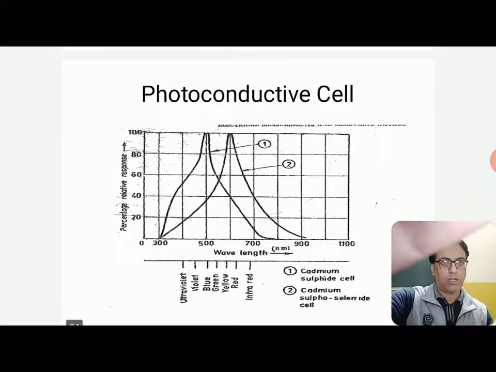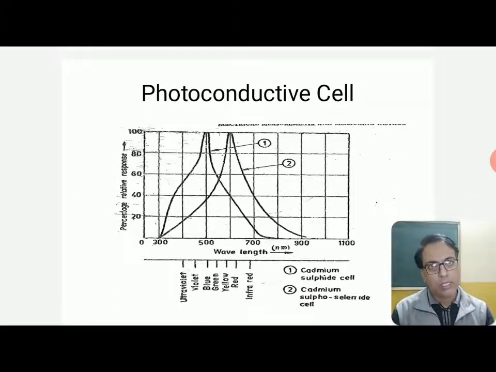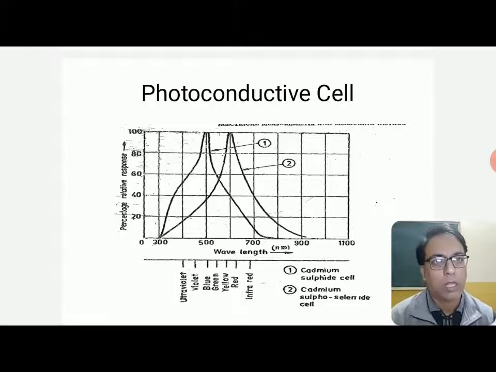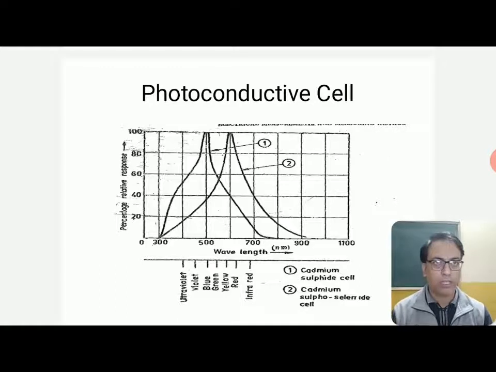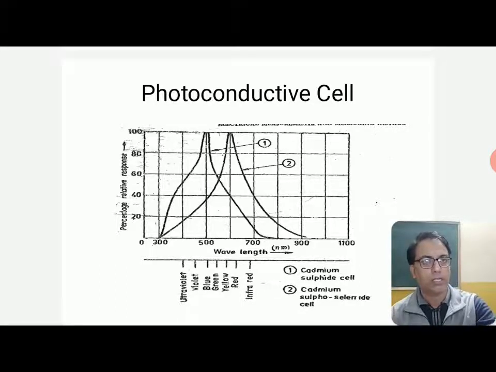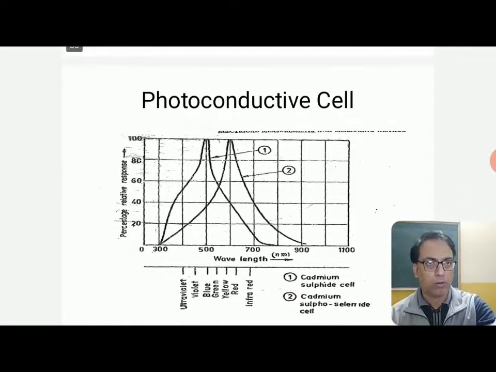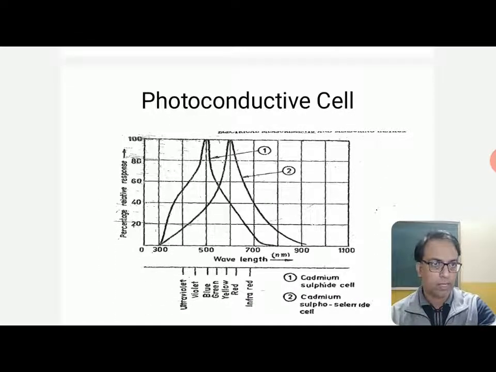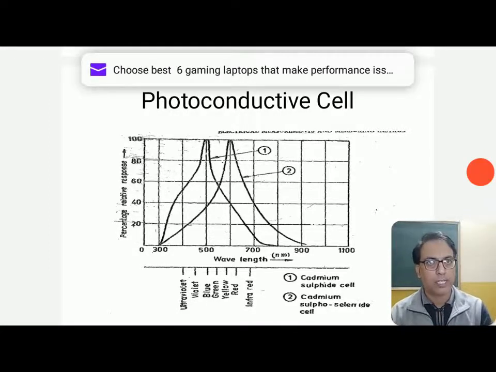These are some of the spectral characteristics, which is simply the relative response with respect to the wavelength. For different wavelengths, how the response is seen for two different cells, that is the cadmium sulfide cell and the cadmium sulfoselenide cell, is shown over here. Curve 1 is for the cadmium sulfide cell and curve 2 is for the cadmium sulfoselenide cell.